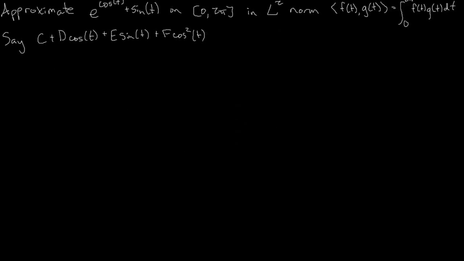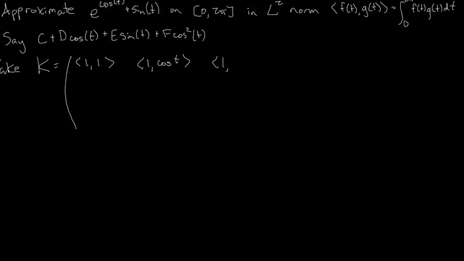Let's approximate one more thing before we wrap up. e to the cosine t plus sine t on 0 to 2 pi with the same norm, but now I'm going to integrate from 0 to 2 pi. And let's suppose I wanted a cosine, a sine, and a cosine squared. My Gram matrix becomes nice. So again, I take the basis 1, cosine t, sine t, and cosine squared t. It's a basis of a 1, 2, 3, 4-dimensional space.